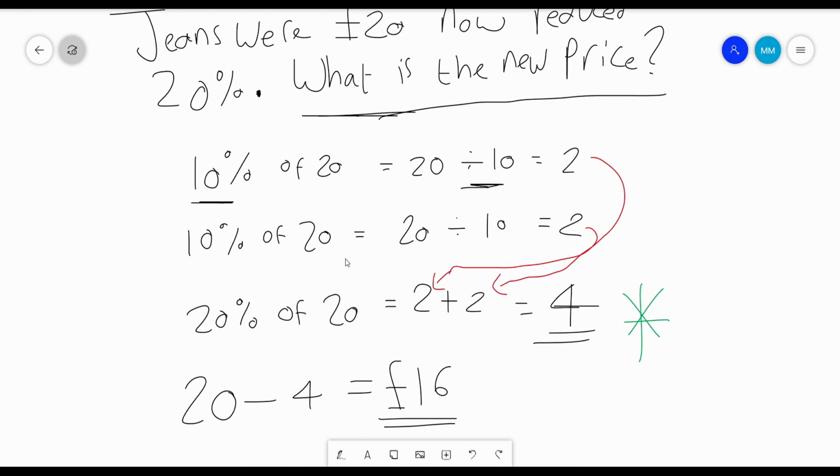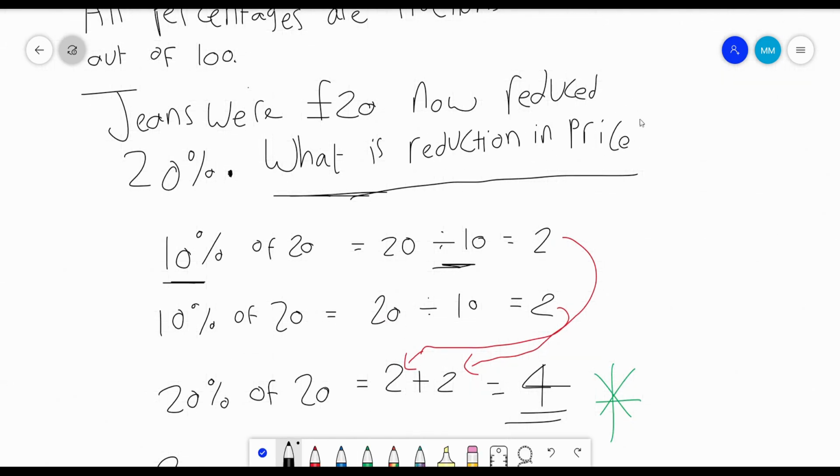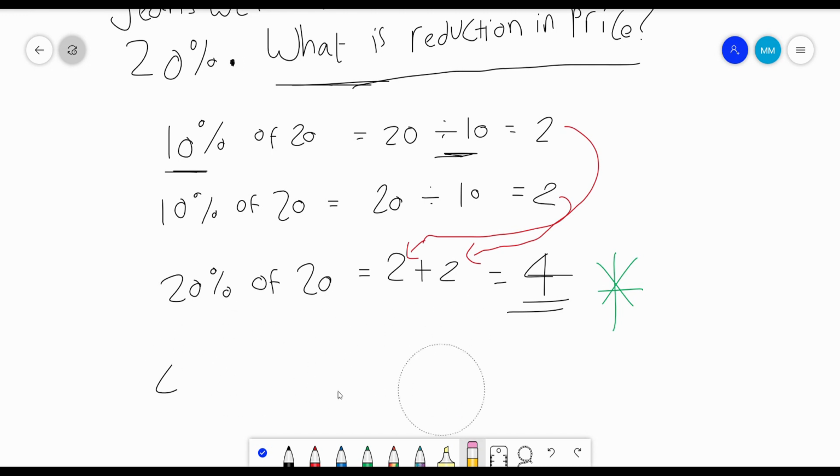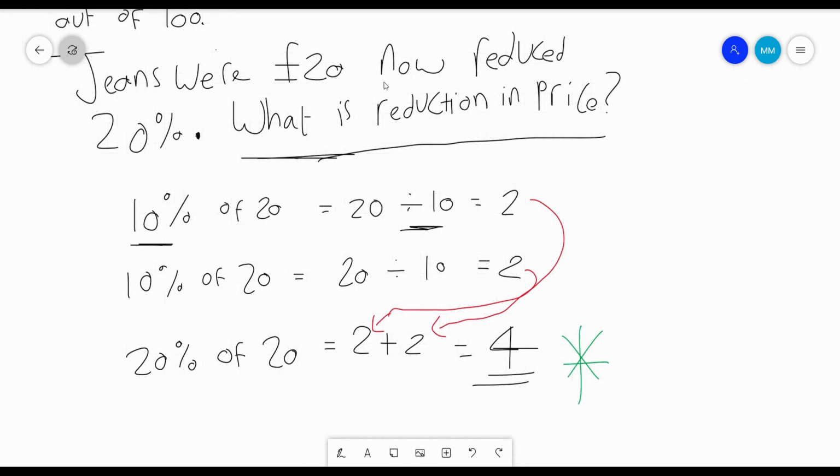Once again, it's reading the question. What is the reduction in price? So they do not want this time that. That's rubbish. They want the reduction, i.e. all they wanted you to do was to go all the way down and stop when it says 4. Yeah? Because you've reduced by 20%, you reduced the price of the jeans by £4. So your reduction is that.